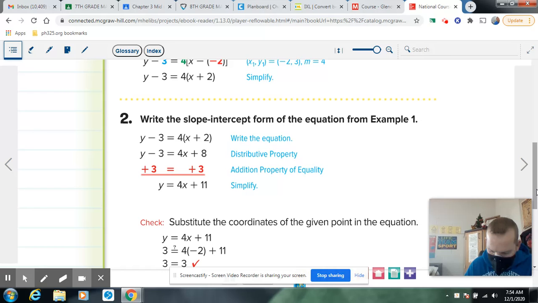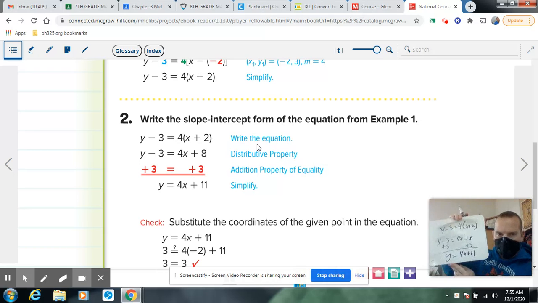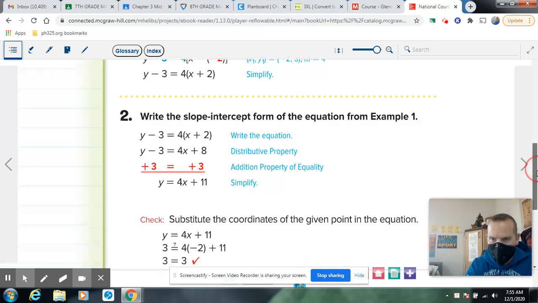y minus 3 equals 4, parentheses x plus 2. Well, notice we have parentheses, so we have to distribute, right? So we have to get rid of the parentheses. y minus 3 equals 4 times x, which is 4x. 4 times 2 is 8. The last step, again, you want to get y by itself, right? So I have to add 3 to both sides, just like they did in your book. To get our final answer, y equals 4x plus 11. Now you are done with number 2 because it says write the slope-intercept form from example 1.